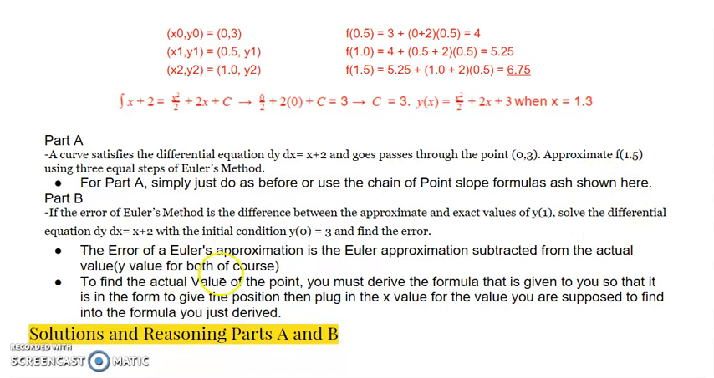So what we do is find the actual value of the point, and you must derive the formula that is given to it, so that it is in the form of the given position, and plug in the x value you're supposed to in the formula that you just derived. So once we get this actual value, we subtract our Euler's approximation from it, and we find that the error is 1.3.